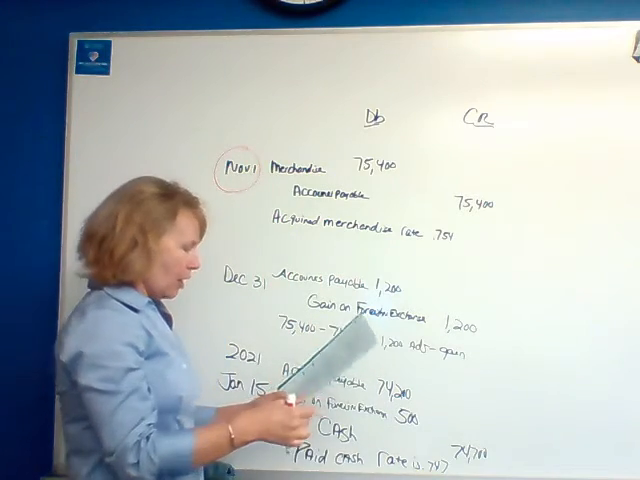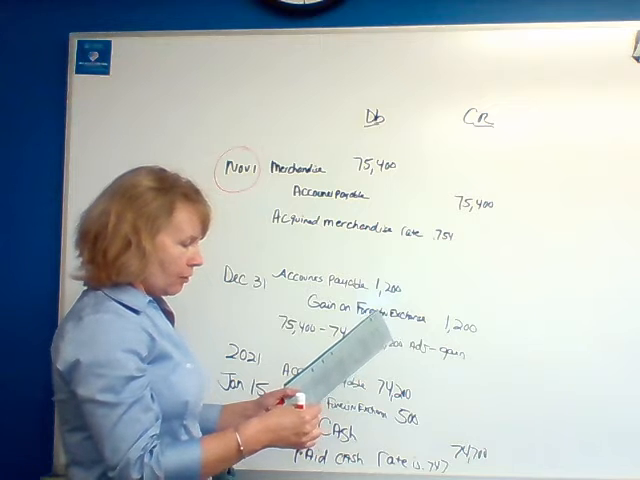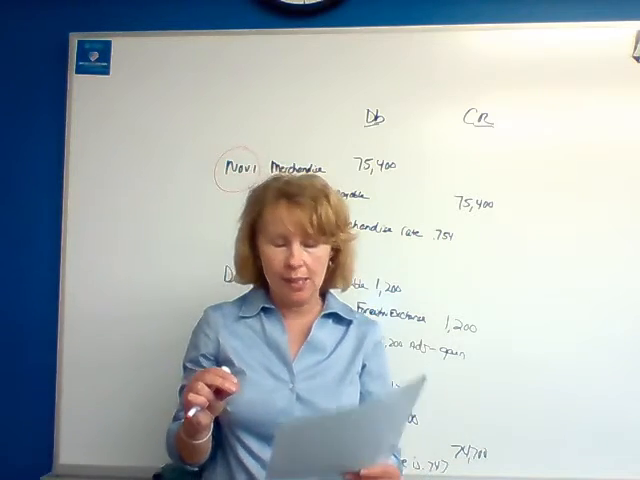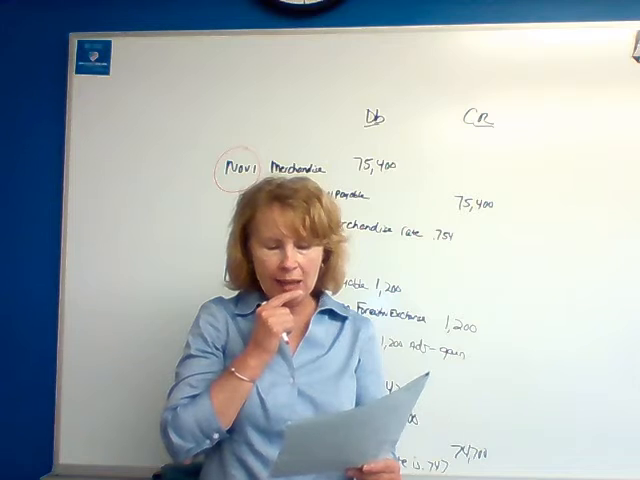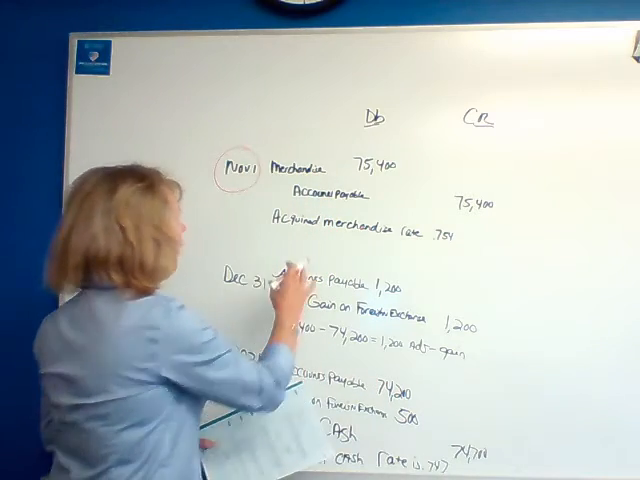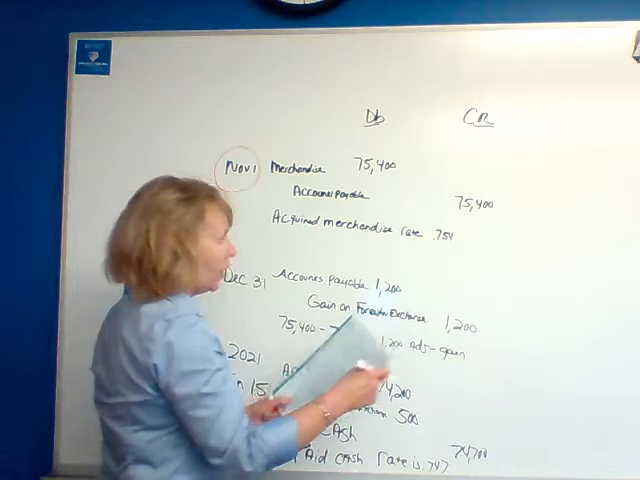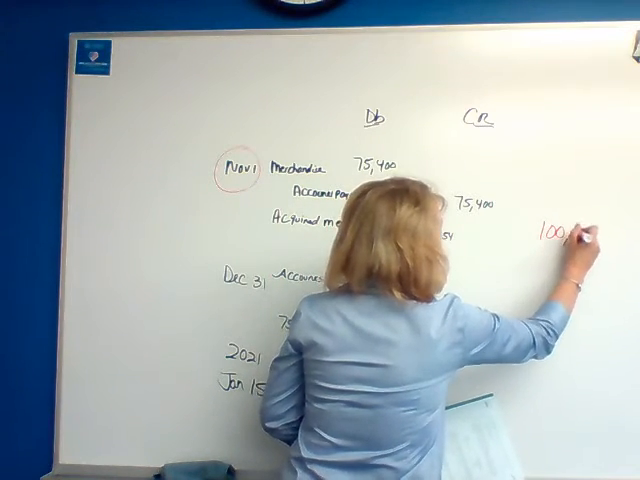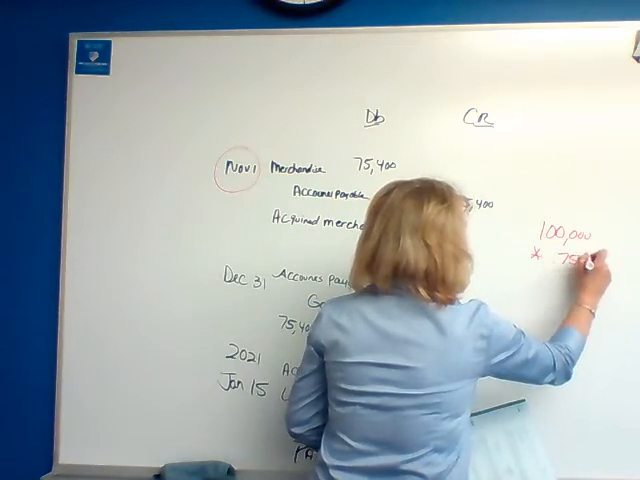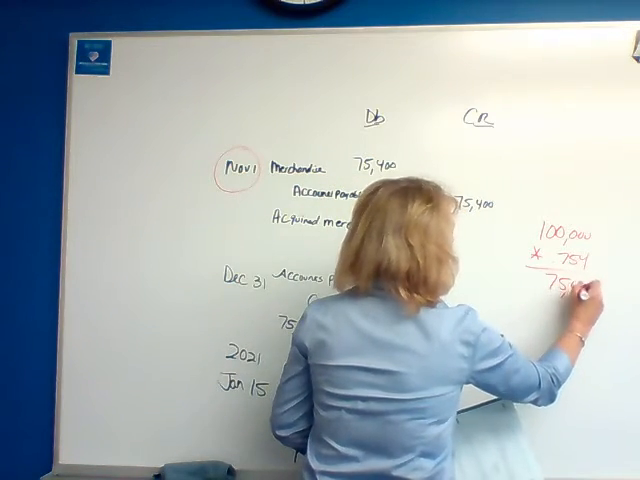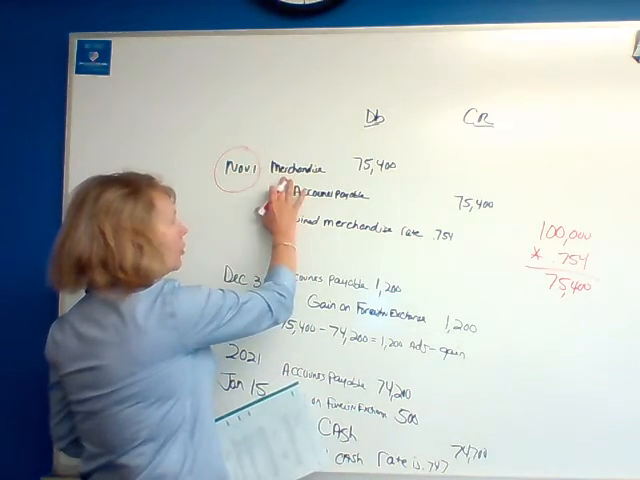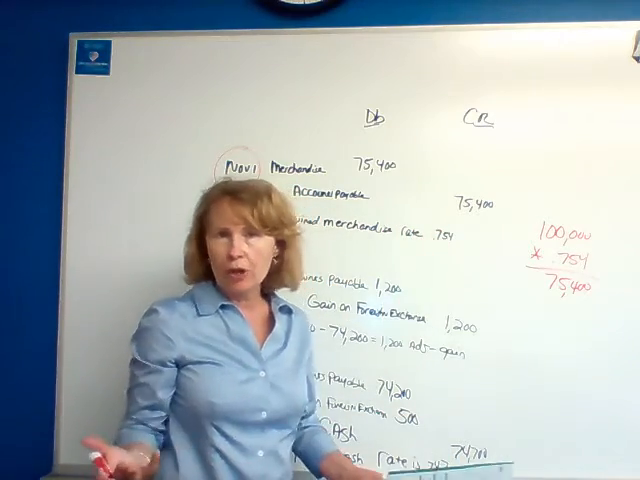So November 1st, Bento acquired merchandise on account for 100,000 crowns. That's the local currency. The exchange rate at that time on November 1st is 0.754. So you take the 100,000 and multiply it by that exchange rate, 0.754, and you get 75,400. That is the US dollar amount. Now you make the journal entry. You debit merchandise and you credit accounts payable. That's your first journal entry.